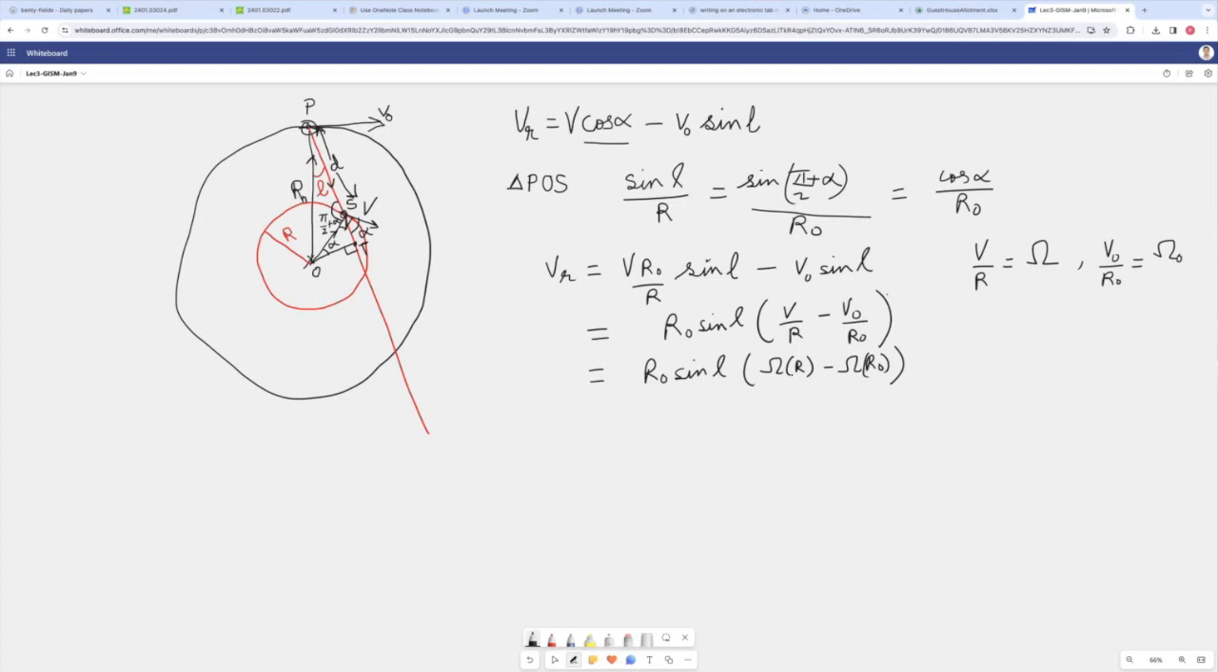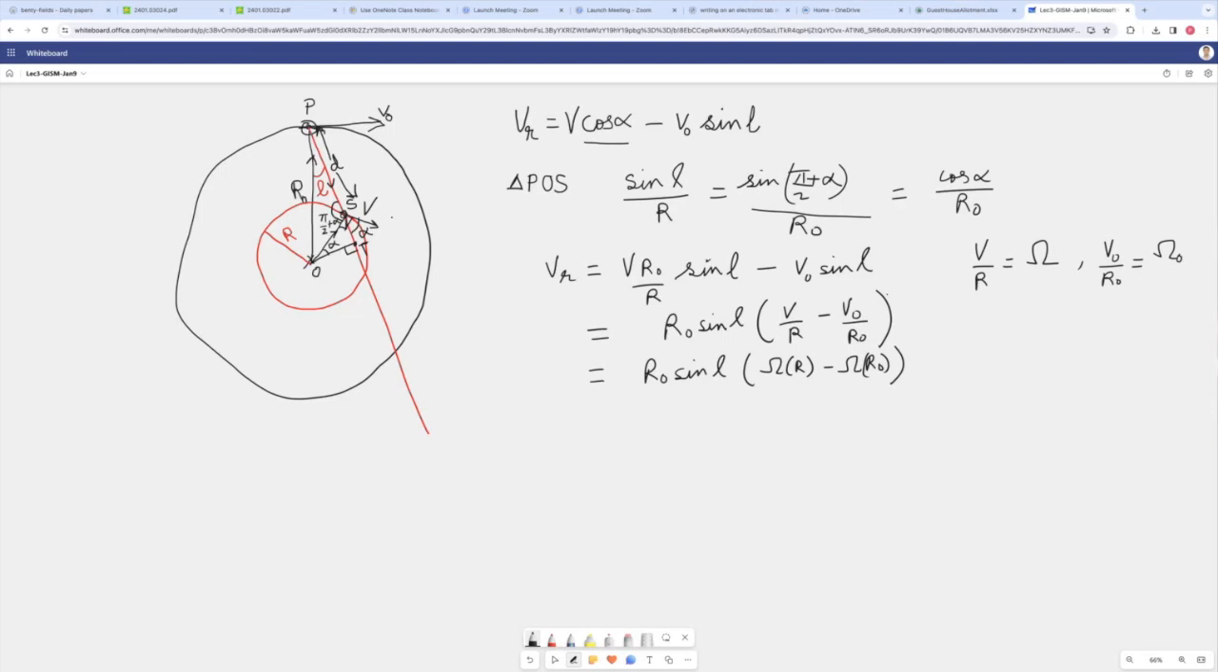So one thing to notice immediately is that if the rotation of the stars or gas is solid body rotation, omega r and omega r0 are equal, and the radial velocity, measured everywhere, will be 0. Okay.